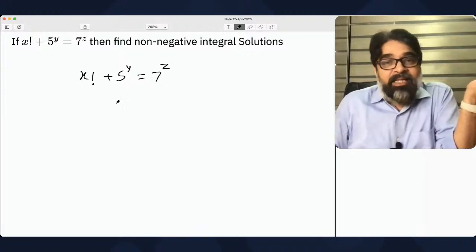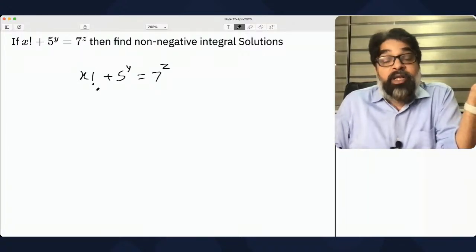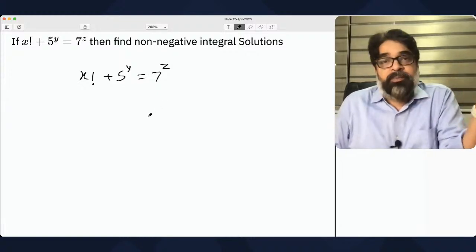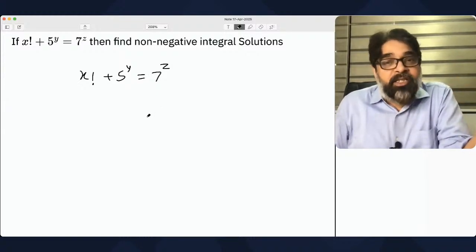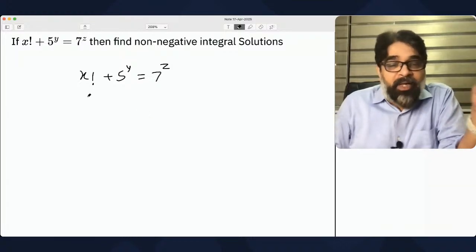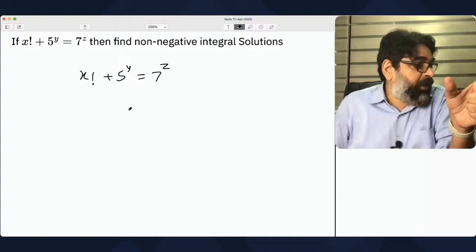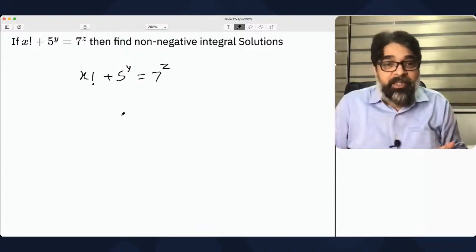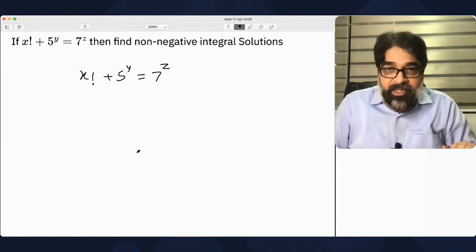At first glance, it will look like, factorial is also there, power is also there. How to deal with this? It's not difficult. Think carefully. It's a very simple question. You have to just convert it into some condition, some boundary. The moment you get the boundary, we have to check only this much. Then it can be done easily.